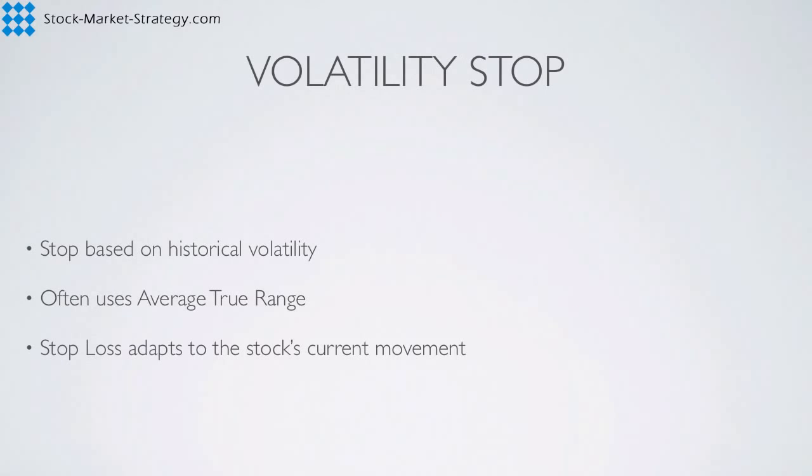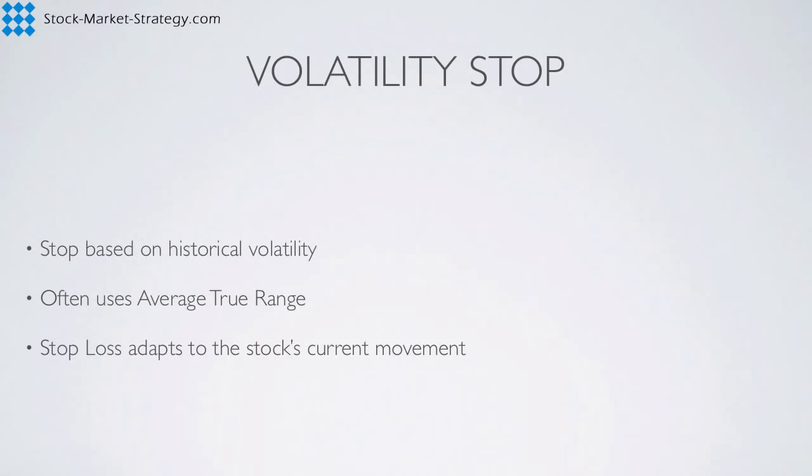The first is the volatility stop. It's a stop that is based on historical volatility. So if the stock is very volatile, the stop will be bigger. As mentioned, it often uses average true range in its calculation, meaning it calculates what the stock normally moves, and if it then moves more than what it normally moves, you'll get stopped out. So it's a stop that makes sense. If a stock normally moves only 3% a day and it suddenly moves 6%, you should be warned about that and potentially get stopped out because something different in this stock is going on.